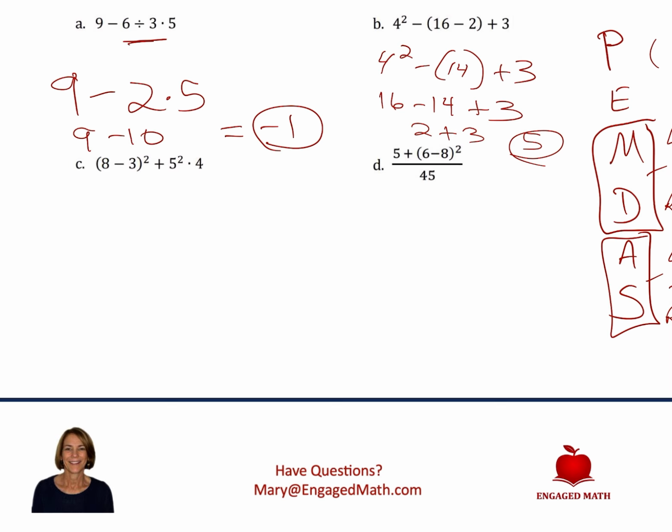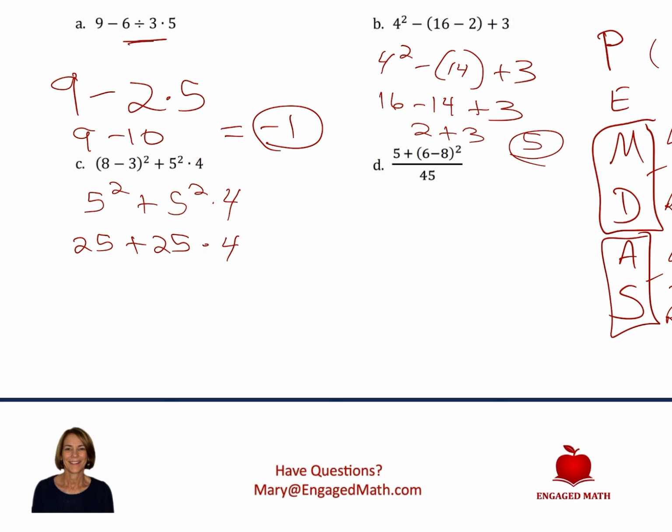Okay, let's take a look at C. All right, the first thing we're going to do is the parentheses again. 8 minus 3 is 5. So we now have 5 squared plus 5 squared times 4. Okay, let's do our exponents next because we've taken care of the P, the parentheses. 25 plus 25 times 4.